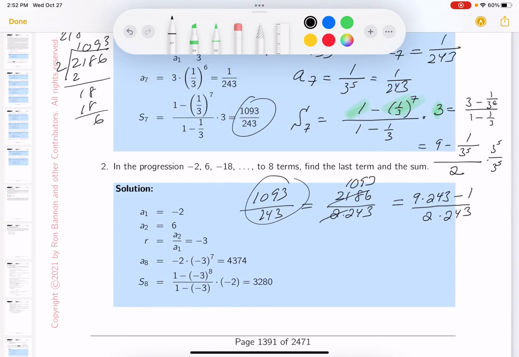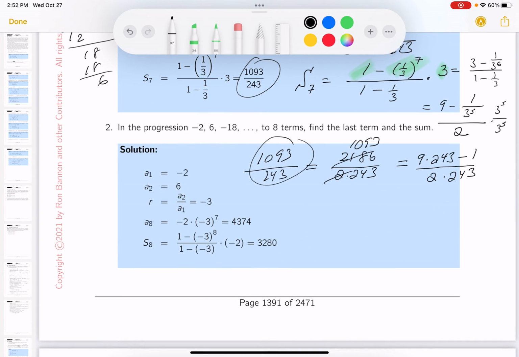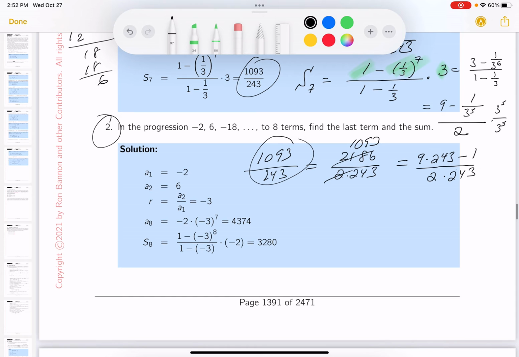Again, I know my scratch work is bleeding into the other work there. It says in a progression. This is geometric, by the way. And so how do you know that? Look at it. You get -2 to 6. Looks like you're multiplying by a common ratio of, and I'll write that down for you for number 2. Looks like the ratio is going to be -3.